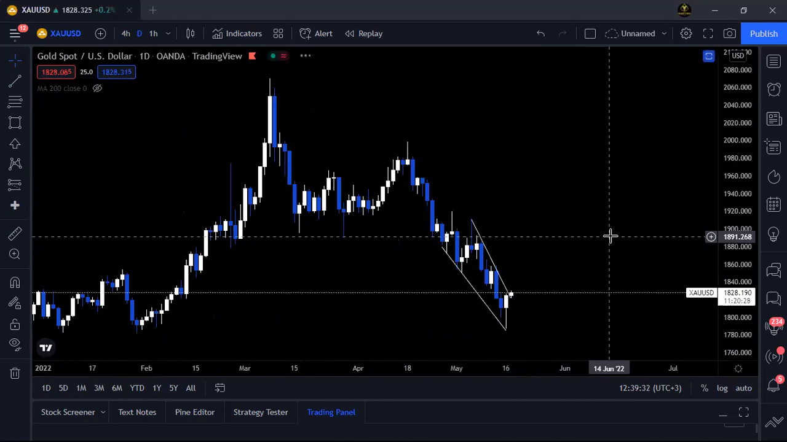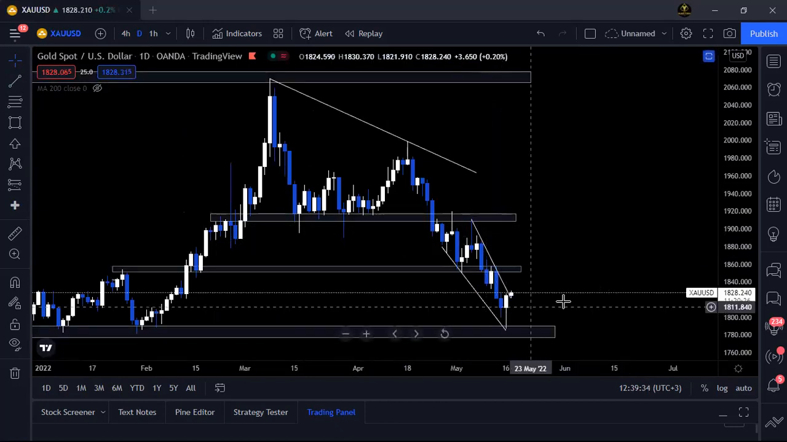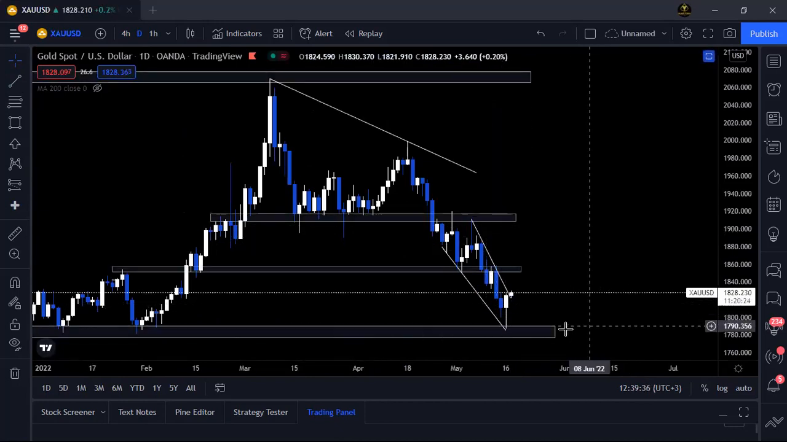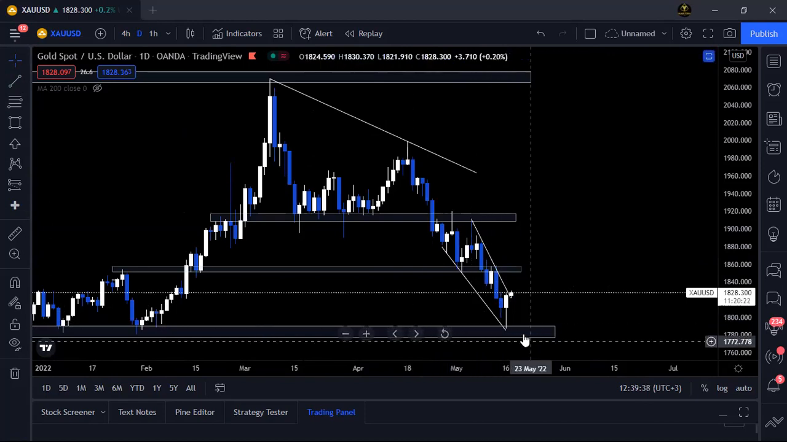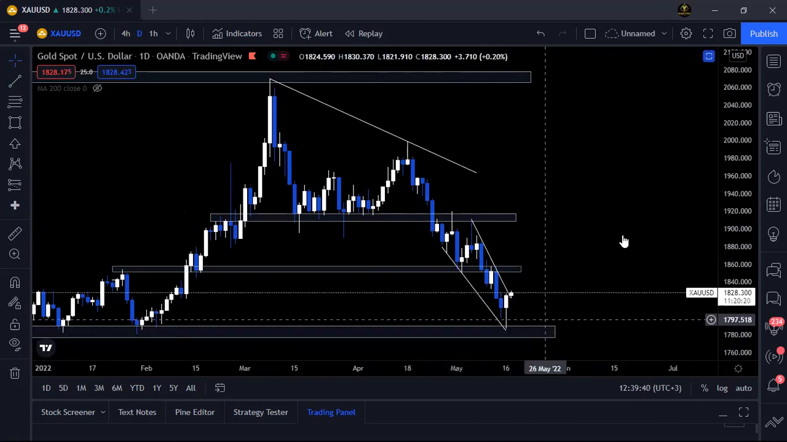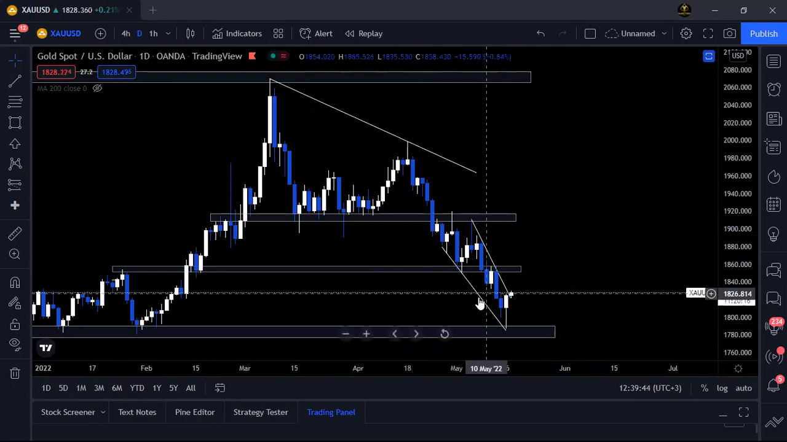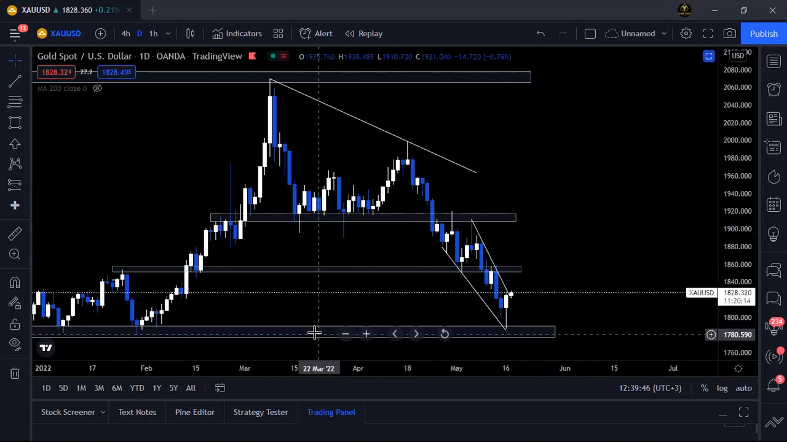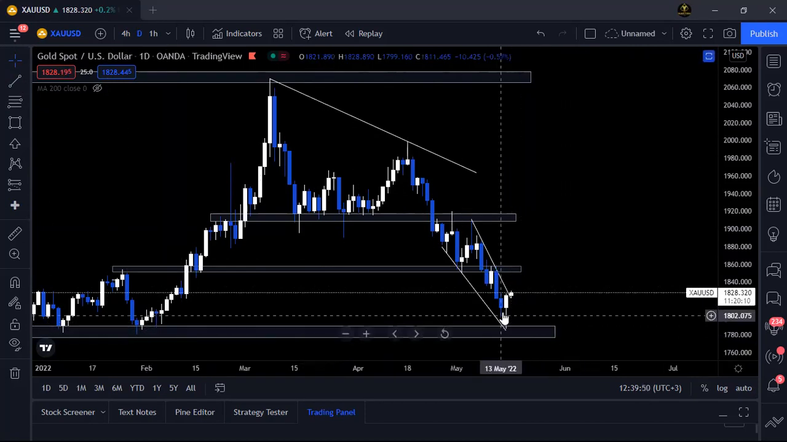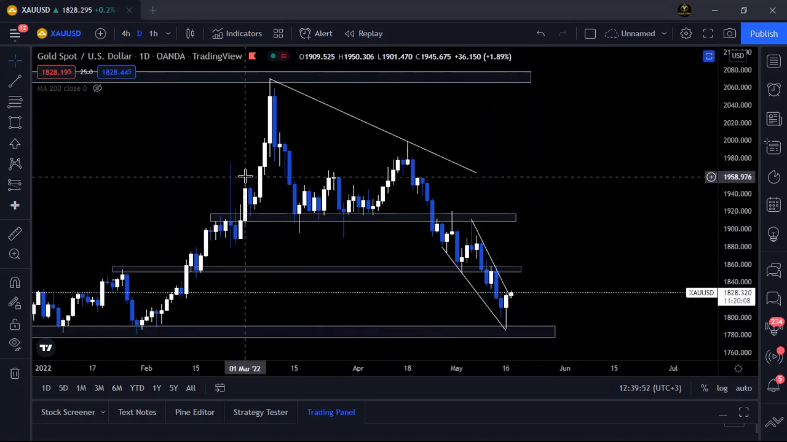Now let's look at Nas100. Nas100 from a daily perspective, you see prices bounced off here yesterday. Oh, this is gold, excuse me. Gold, this is gold. XAUUSD. Prices bounced off this support area yesterday, engulfed this candlestick.